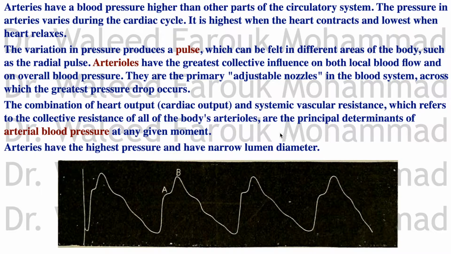The combination of the heart output, meaning the cardiac output, and systemic vascular resistance, referred to as the collective resistance of all the body's arterioles, are the principal determinants of the arterial blood pressure. And this is the pulse wave, as you can see here. This is the typical shape of the arterial pulse wave.